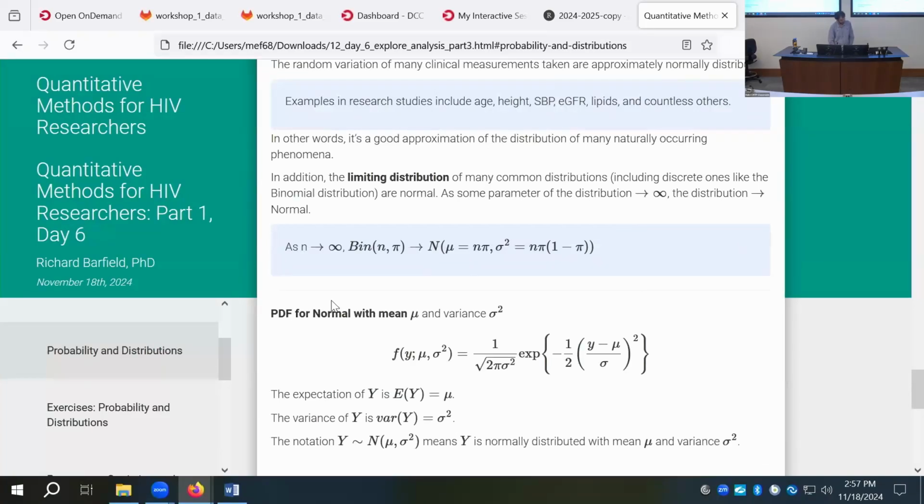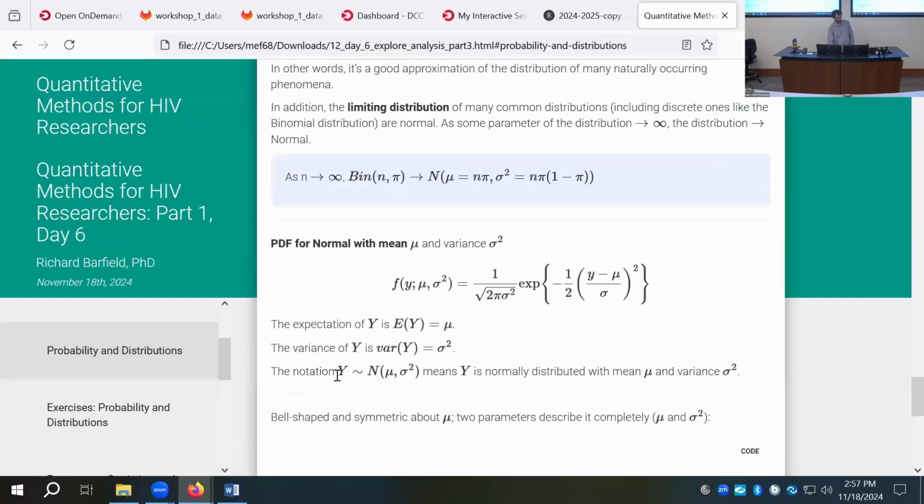So the probability density function for a normal with mean mu, the expectation, and variance sigma squared is 1 over the square root of 2 pi sigma squared, times exponential of negative 1/2 times y minus mu squared over sigma squared. All right? And we write that y is normally distributed with mean mu and variance sigma squared. It's going to be bell-shaped. It's going to be symmetric about mu. And these two parameters, mu and sigma squared, describe a normal distribution completely. We don't need anything else.